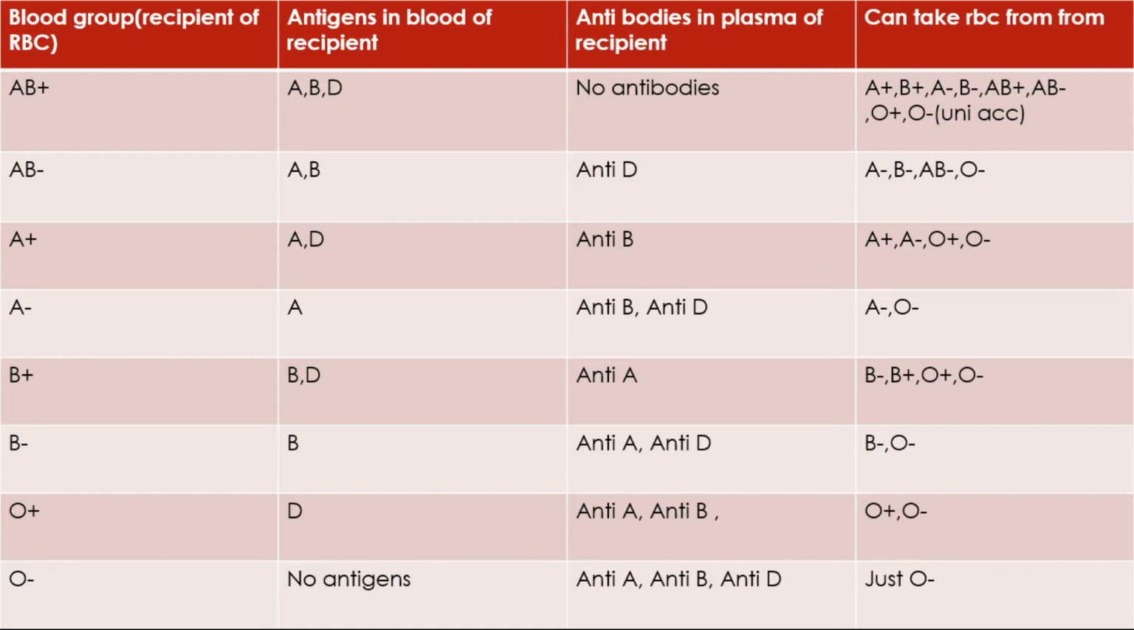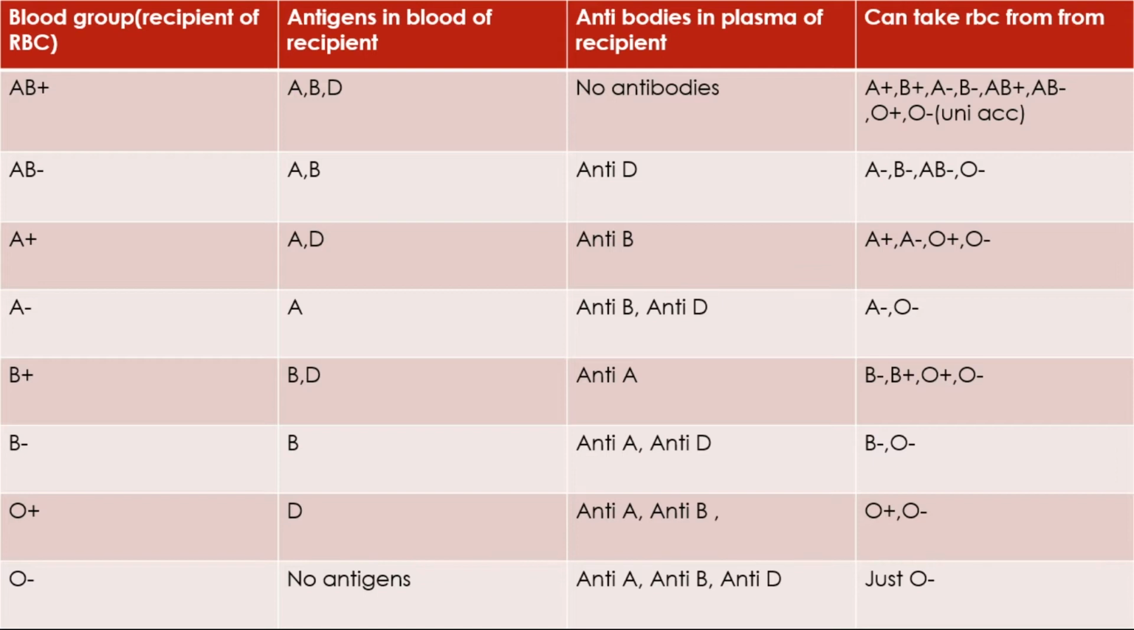Now come to the AB negative blood group. The recipient will have antigen A and antigen B, and the antibody that is present in the recipient's blood is antibody D. So he cannot take blood from any donor that has antigen D. All the negative blood groups can give RBCs to a receiver whose blood group is AB negative.